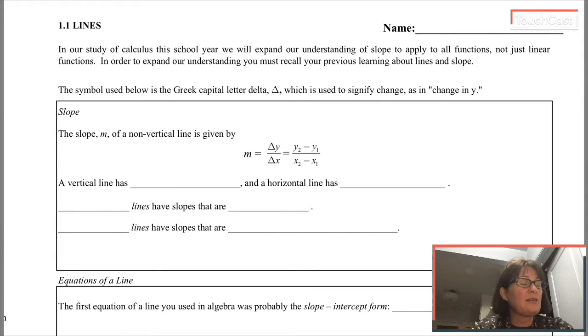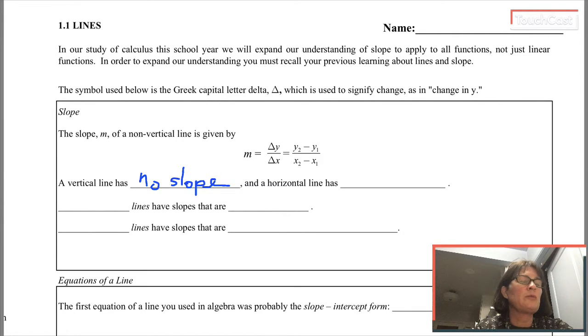We said in class that calculus is, in a sense, the study of slope. We're going to talk about, for the first time, how the slope of a function can change over time or across its domain. So we remembered how to compute slope as change in y divided by change in x, or rise over run. We reminded ourselves that a vertical line has no slope.